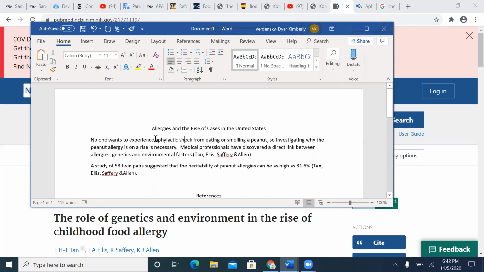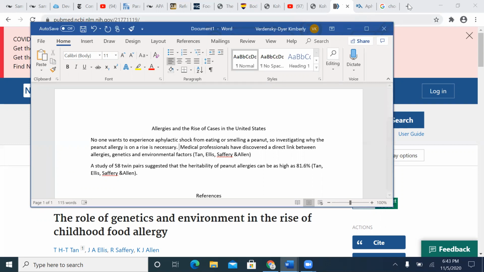So no one wants to experience anaphylactic shock from eating or smelling a peanut. So investigating why the peanut allergy is on a rise is necessary. Medical professionals have discovered a direct link between allergies, genetics, and the environment and environmental factors. So I've said something about it being on the rise, but I don't have support of that. So I've made a claim, and although this is an excellent piece of evidence that comes after it, it might not be the best piece of evidence.